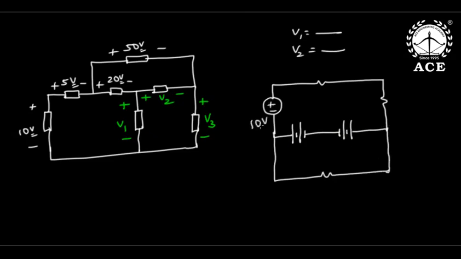This is 10 volts. This is R1, but this is R2. And this is 18 volts and this is 12 volts. Now my question is, what is V1 and what is V2? Answer these two, everybody. It is implementation of KVL.